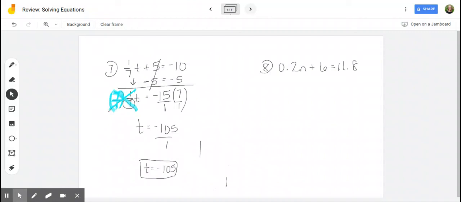All right. Just a few more. I know this is a little long. All right. 0.2n plus 6 equals 11.8. The 0.2 and the n are connected, so I get rid of that last, and I see a plus 6. To get rid of a plus 6, I subtract. But if I do it to one side, I have to do it to the other.